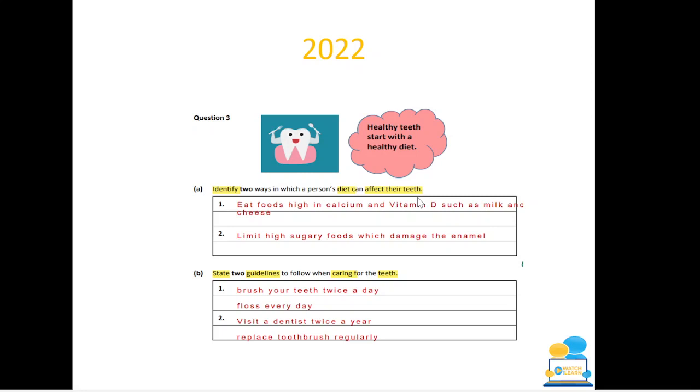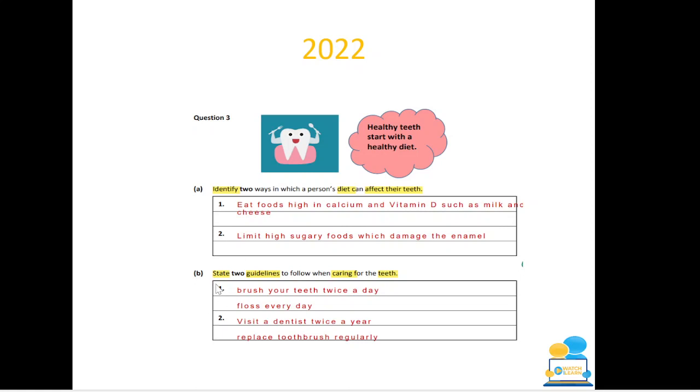Now, if I hadn't highlighted diet, I might have just written down, how can I look after my teeth? I'm thinking brushing my teeth twice a day. I'm thinking avoiding foods high in calcium. However, diet has nothing to do with brushing my teeth, so that would be incorrect, okay? So this is why it's really important to highlight it so that you know exactly what's been asked. So my answer pertaining to diet would be eating foods high in calcium, vitamin D, for example, milk and cheese. Limiting high sugary foods, which essentially damage the enamel and lead to cavities, okay? And that would be full marks there.